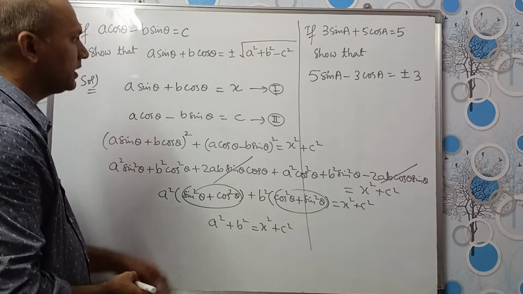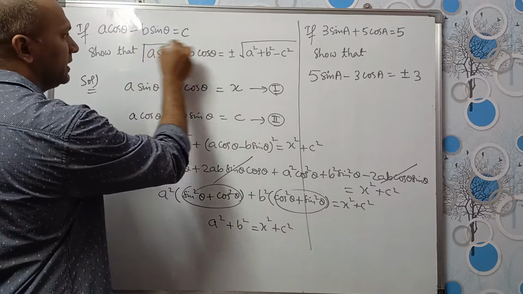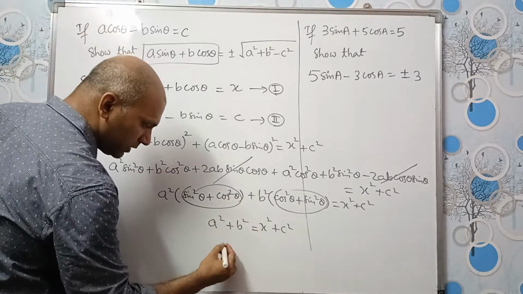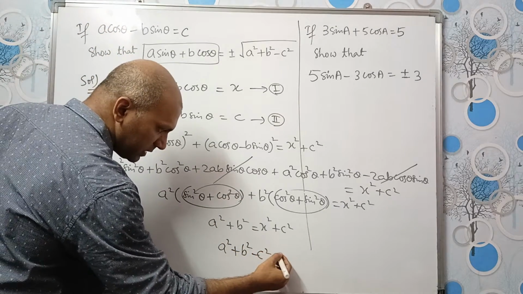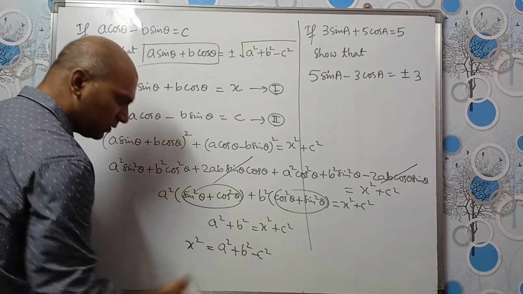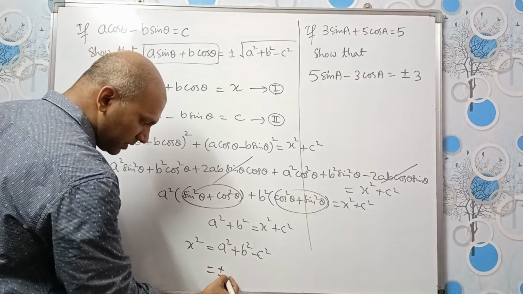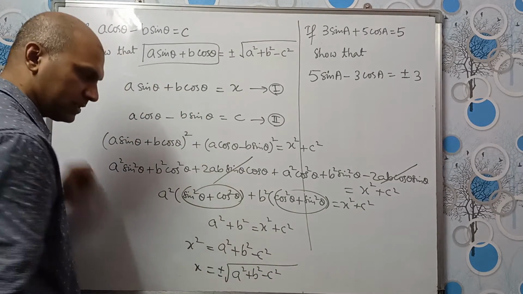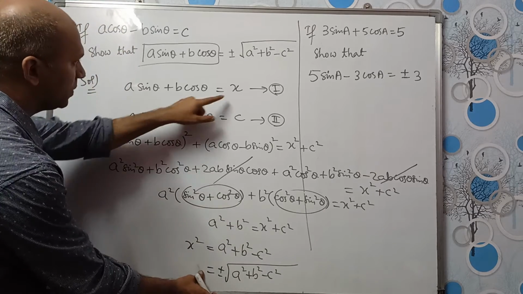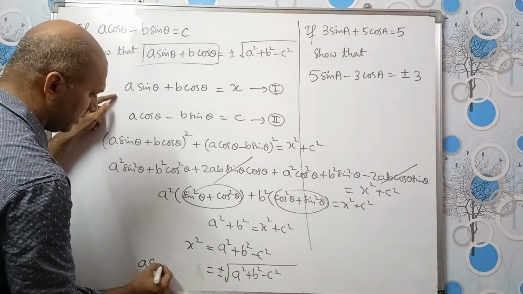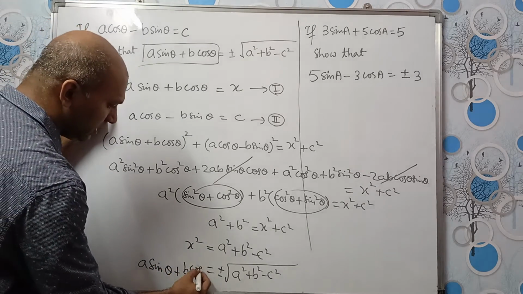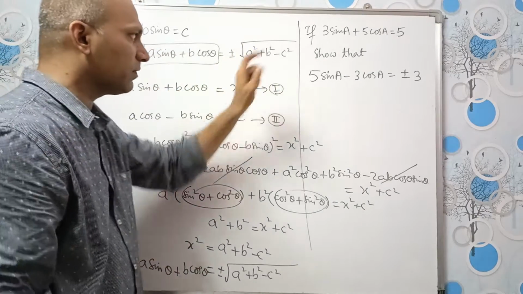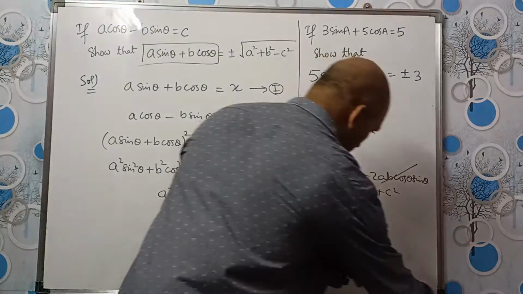Can we send c square to the other side, because we need to find the value of x? We took this as x, right? We should find this value. So send c square to the other side. It will be a square plus b square minus c square is equal to x square, or we can write x square is equal to this, right? So the square goes to the other side and becomes plus minus root of a square plus b square minus c square. This is x. What did we take x as? We took x as a sin theta plus b cos theta. So hence a sin theta plus b cos theta is equal to plus minus root of a square plus b square minus c square. Okay.